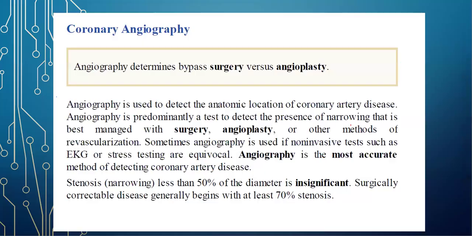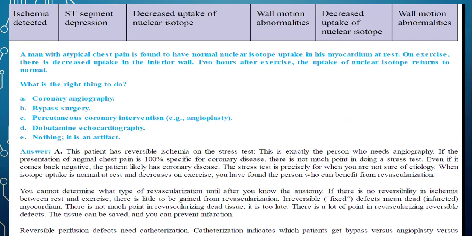Now, you have got a man with atypical chest pain found to have normal nuclear isotope uptake in the myocardium at rest. So you've got an atypical chest pain with a normal thallium uptake at rest. On exercise, there is decreased uptake in the inferior wall. So you have done an exercise thallium test for this patient. 2 hours after exercise, the uptake returns to normal.